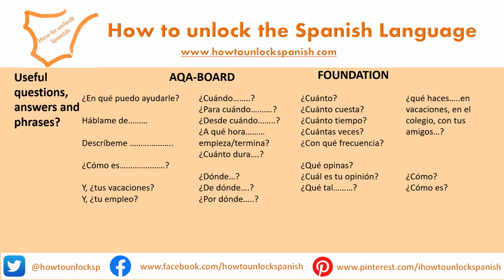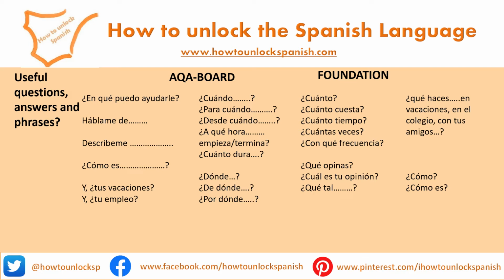Or todos los viernes, every Friday, something like that. You will be asked an opinion, and the question the teacher may ask would be, ¿qué opinas? ¿Cuál es tu opinión? ¿Qué tal? For example, ¿qué opinas del colegio? ¿Cuál es tu opinión sobre el colegio?